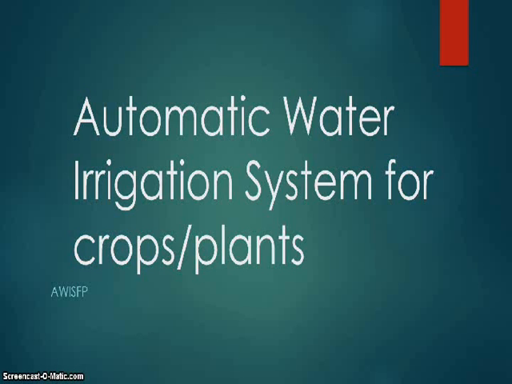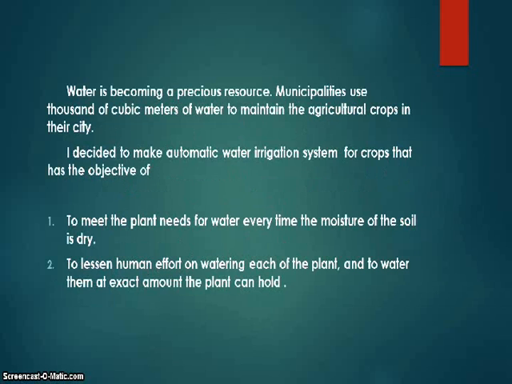Automatic water irrigation system for crops or plants. Water is becoming a precious resource. Municipalities use thousands of cubic meters of water to maintain the agricultural crops in their city.